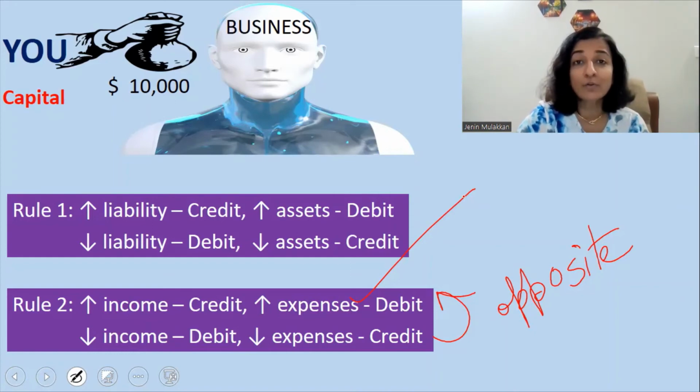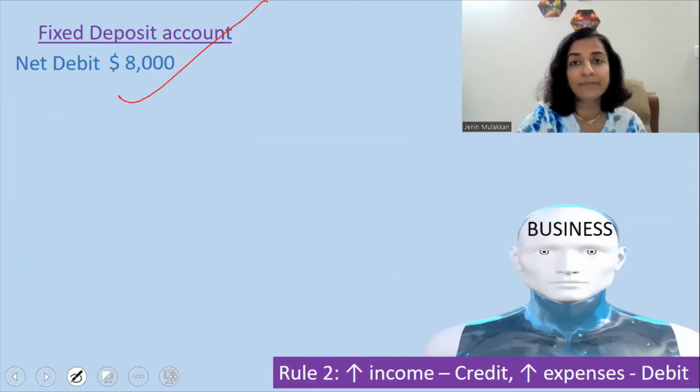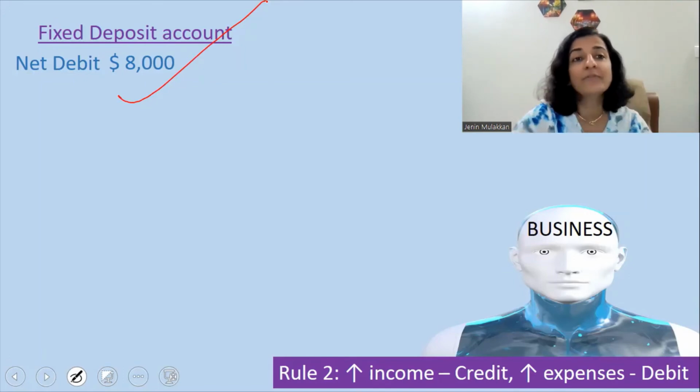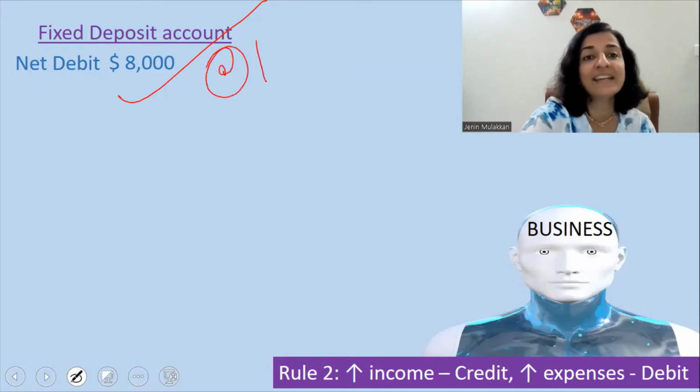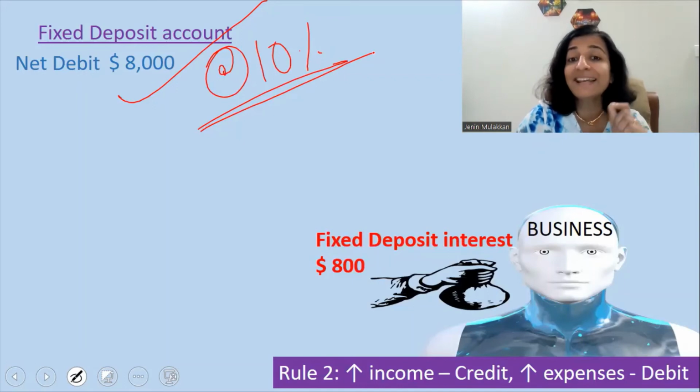So let's apply rule number 2 and do a journal entry. So now we have a fixed deposit of $8,000 and definitely for fixed deposit, the business will get an interest. Suppose the fixed deposit earns an interest at the rate of 10%. So 8,000 into 10% is $800. So the business receives an interest of $800. Now, fixed deposit interest is an income, right? It is an income for the business.